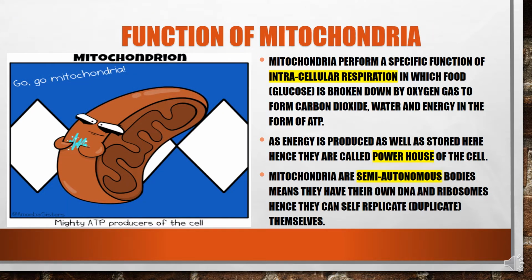Next is the function of mitochondria. As we have discussed, mitochondria have folds on the inner membrane which increase surface area to carry out certain specific reactions called respiration. In every cell respiration takes place, as you have done in your previous classes, that internal breathing or respiration takes place in each and every cell, and inside the cell the specific place where this respiration takes place is the mitochondria. In mitochondria, glucose is broken down by oxygen gas to form carbon dioxide, water and a lot of energy in the form of molecules called ATP. So that is the reason mitochondria is called the powerhouse.